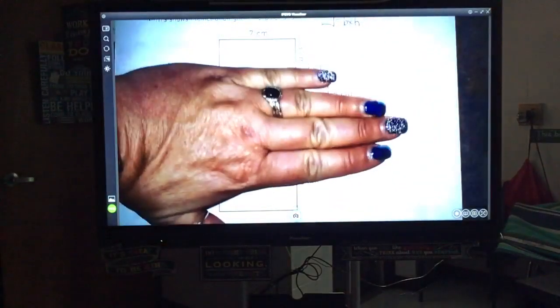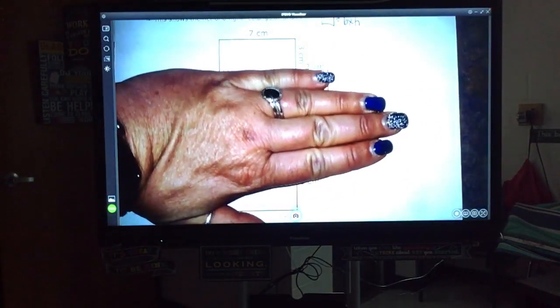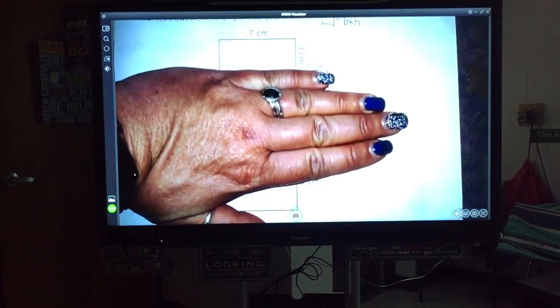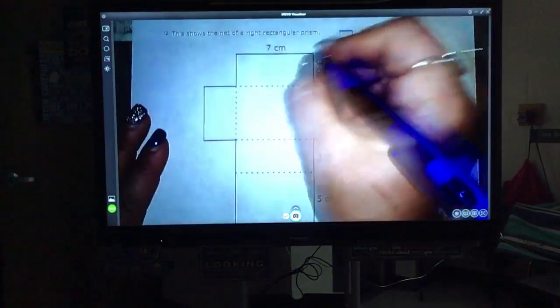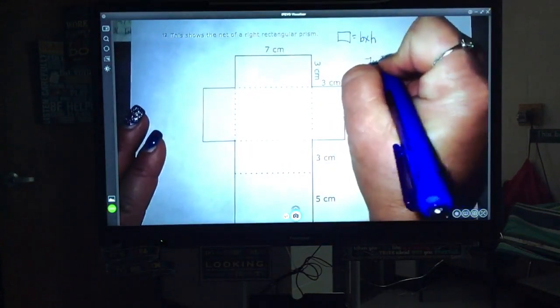So we can do base times height or length times width, whichever one. So I'm just going to start at the top, and I'm going to use that same method of covering up everything except for one shape at a time. So what 2 numbers do we see for this top rectangle? Gemma? 7 and 3. All right, so I'm going to do for this one 7 times 3, which gives me what?